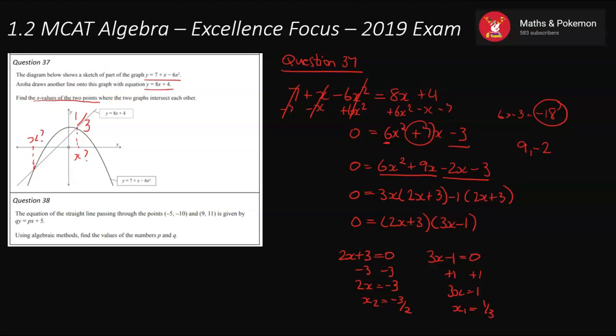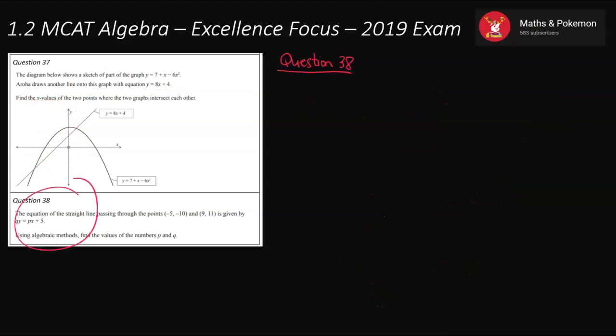Moving on to our last question, question number 38. Short question, but it is a bit complicated. The straight line that passes through these 2 points is given by qy equals px plus 5. We're trying to find the values of p and q.